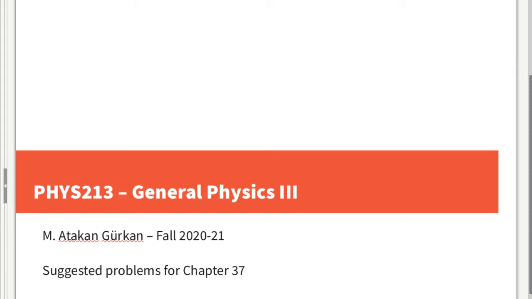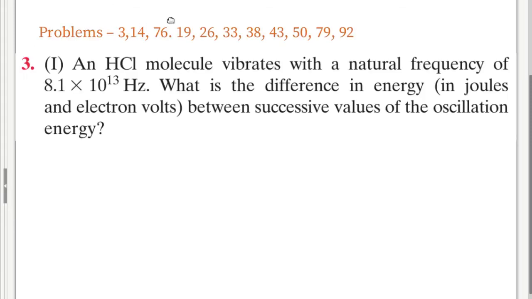Okay, so there are quite a number of suggested problems for this chapter, and I wrote them here. So we start with problem number 3. It's reasonably simple, sort of like a warm-up problem. We have a hydrogen chloride molecule that vibrates with an initial frequency of 8.1 times 10 to the 13 Hertz. What's the difference in energy in joules and electron volts between successive values of the oscillation energy?